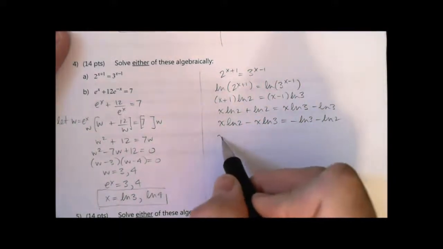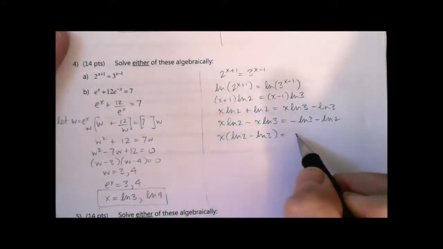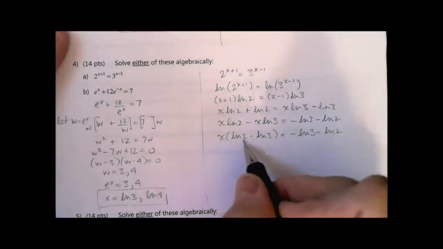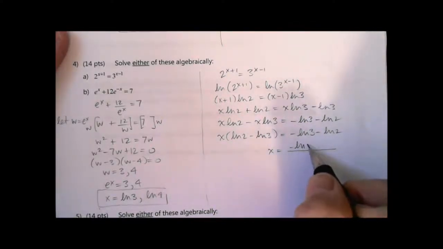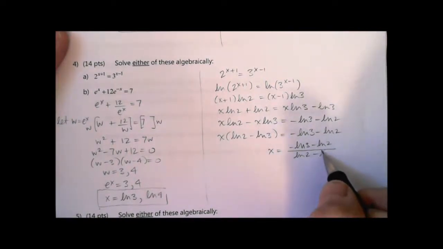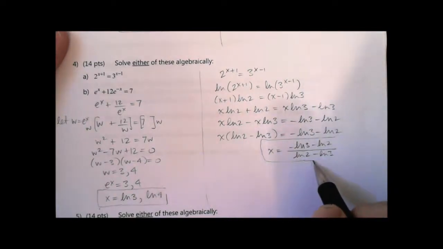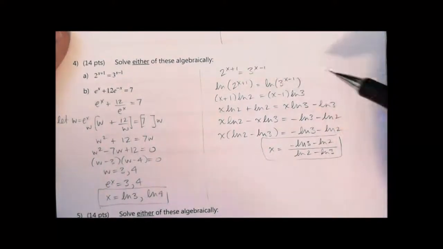And to combine these up, we can simply factor out the x. And now dividing both sides by the coefficient of our variable. There's our solution. And it can be written different ways if you had chosen to, say, use log base 3 or log base 2 or log base 10, but it would be an equivalent answer.